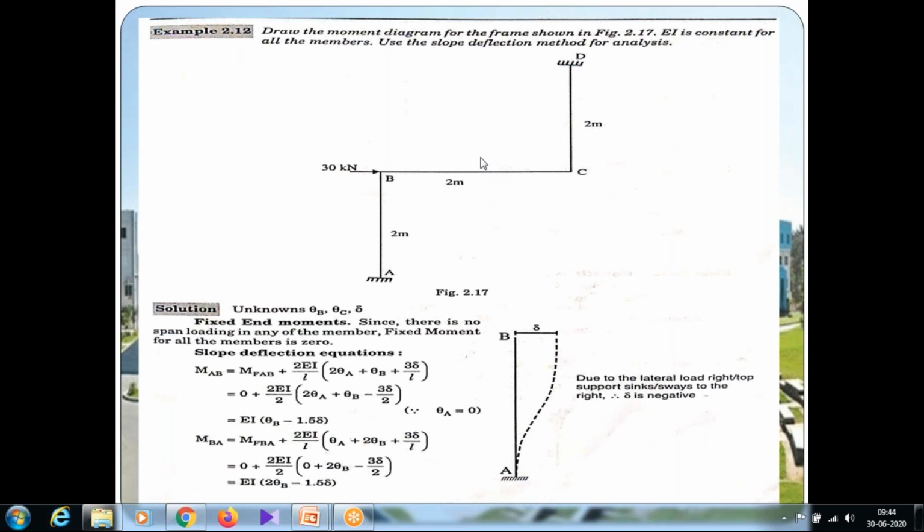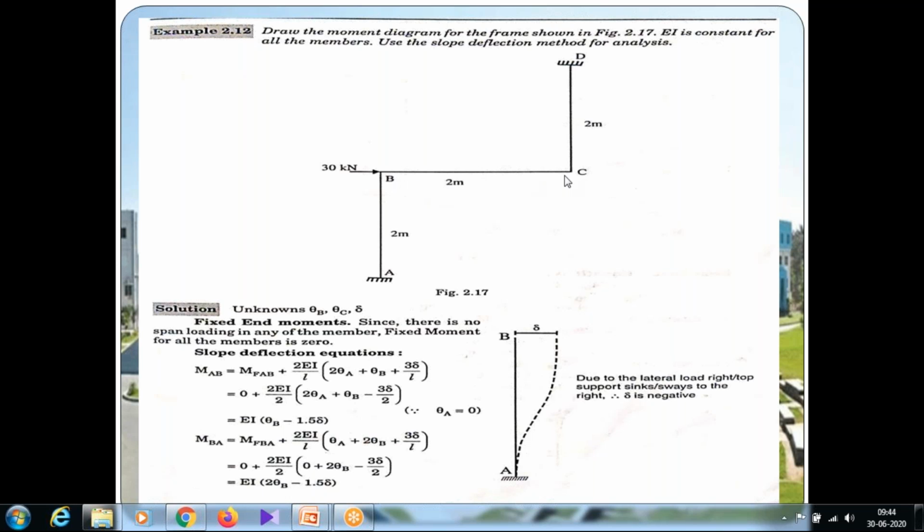So what are all the unknowns? First we have to check where the slope will occur. If it is a fixed end, the slope will not occur; the slope will be 0. At other joints, the slope will occur, and that is the next unknown. Support A is fixed and support D is also fixed, so the slope will not occur at those points. At the remaining joints B and C, the slope will occur. So theta B and theta C will come. So two unknowns, theta B and theta C.